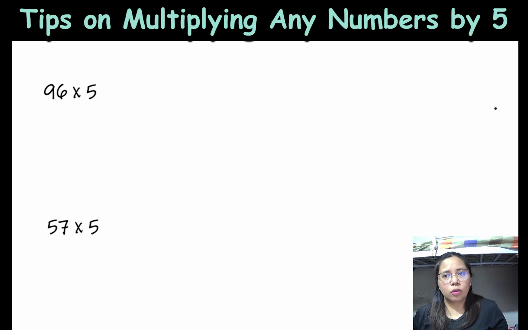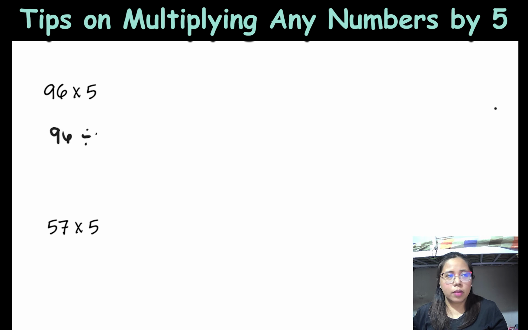So we have here, yung first example natin is an even number. So we have 96 times 5. Ang gagawin lang natin pag even yung ating given, we will divide it by 2. Okay, so 96 divided by 2, that is 48. And then, lalagay natin yung 48 dito sa taas at lalagay lang natin ng 0 sa dulo. So, 96 times 5, that is equivalent to 480.